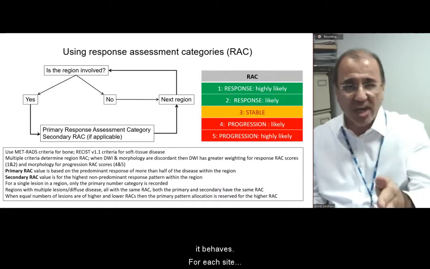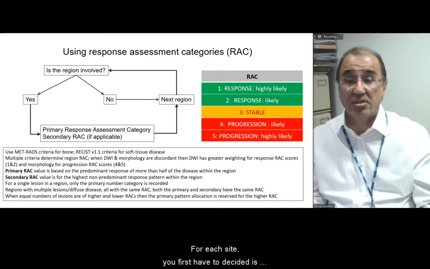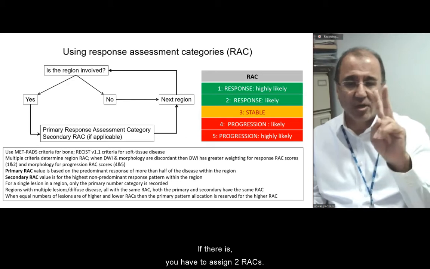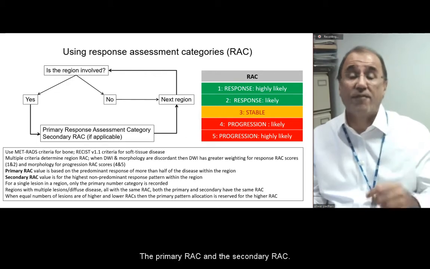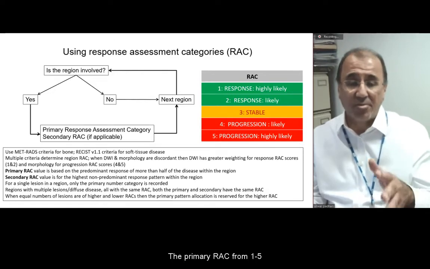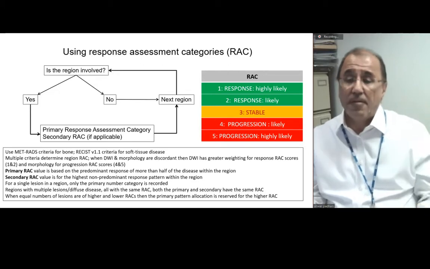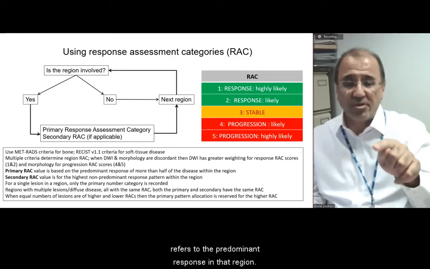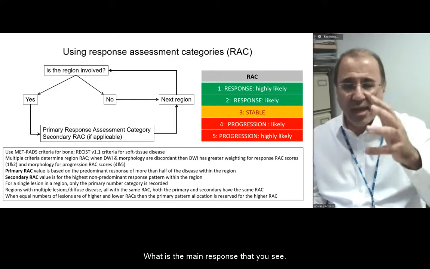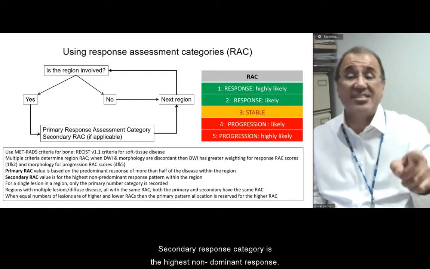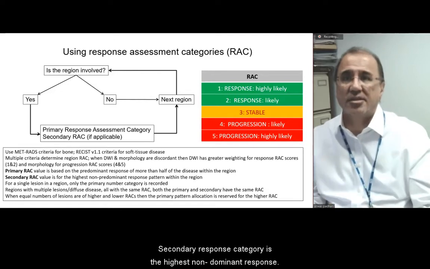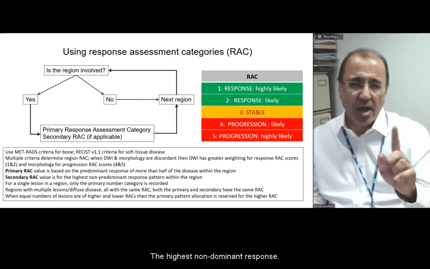So for each site, the first thing you need to decide is, is there disease there or not? And if there is, you have to assign 2 response assessment categories. The primary response assessment category and the secondary response assessment category. The primary response assessment category from 1 to 5 refers to the predominant response in that region. So when you look at that area, what is the main response that you see? And the secondary response assessment category is the highest non-dominant response. So the highest non-dominant response.